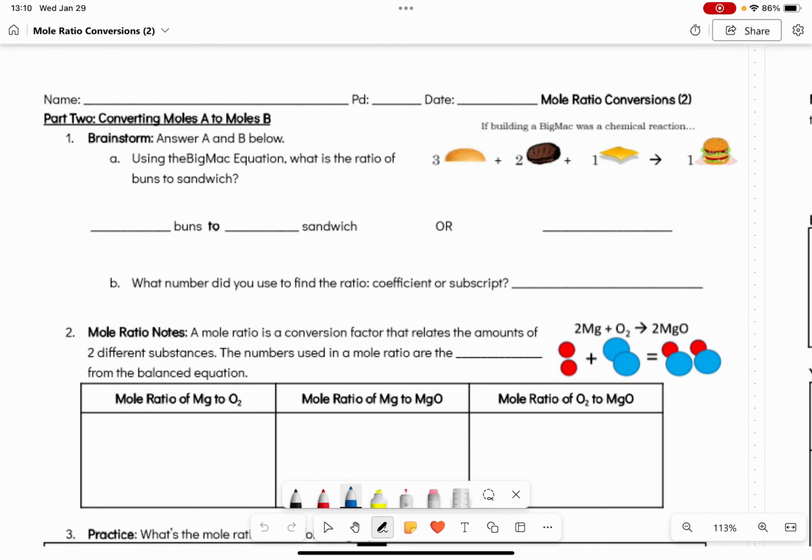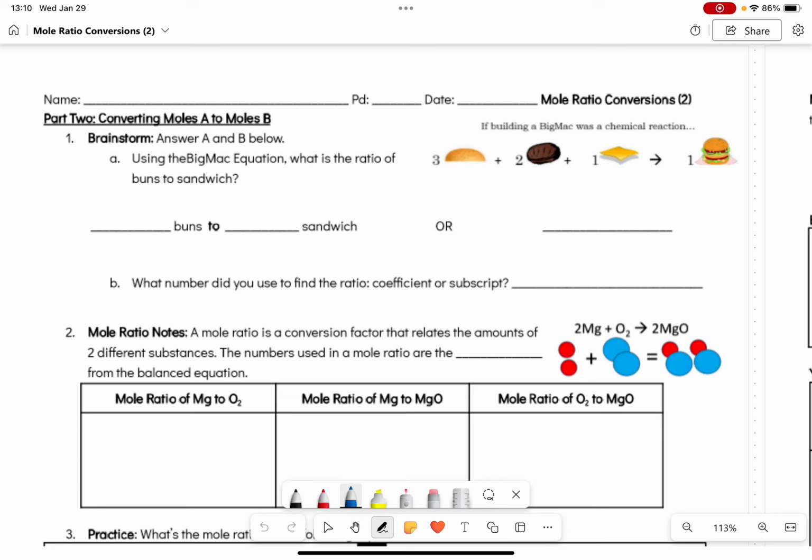In this video, we are going to look at 1, what is a mole ratio, and 2, how can I use it to change between substances in a conversion. So going from moles of one substance to moles of a different substance.